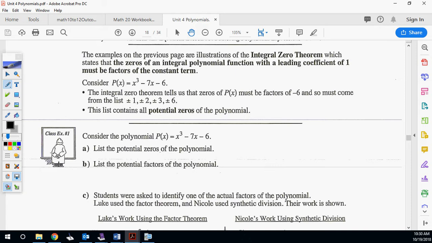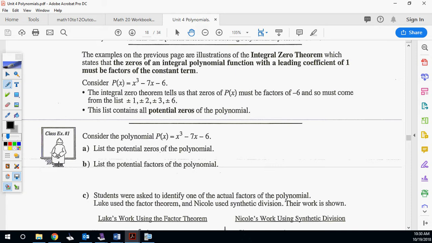All factors of 6, yeah. Any factor of 6, including negative 6, yes. So plus or minus 1, plus or minus 2, plus or minus 3, plus or minus 6. Those are all possible factors of 6, or negative 6, like what Aiden's saying, that's fine. Okay, so these are all the potential zeros. So there are 2, 4, 6, 8 potential zeros.